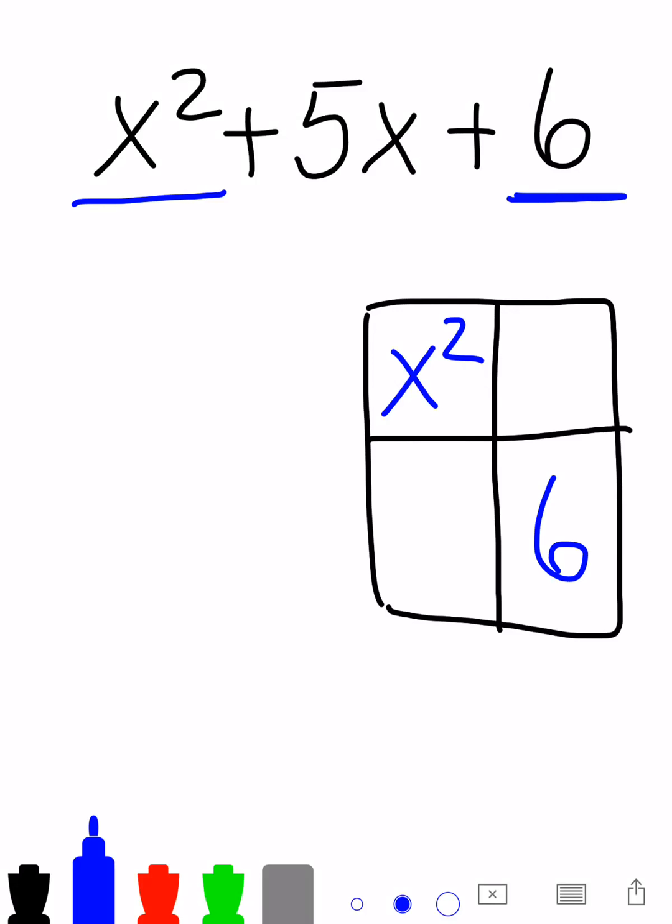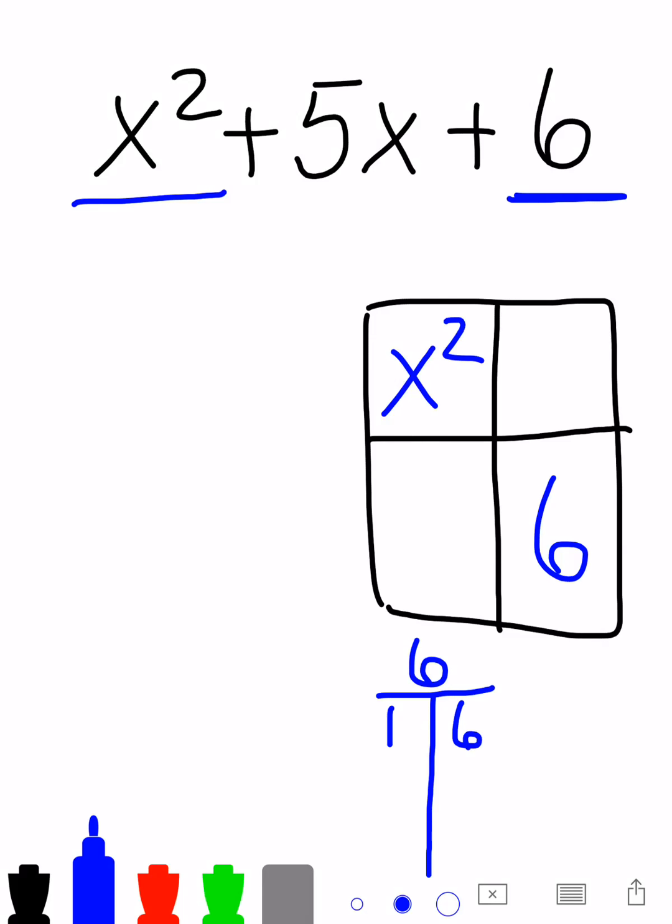Now what we're going to be trying to find is what needs to go in these two boxes right here. How we're going to do that is, for the constant, the last number in the problem, we're going to make a t-chart and find the factors of it. When I say factors, what two numbers will multiply together to give me 6? Always start with number 1. What number can I multiply by 1 that will give me 6? Well, 1 times 6 will give me 6.